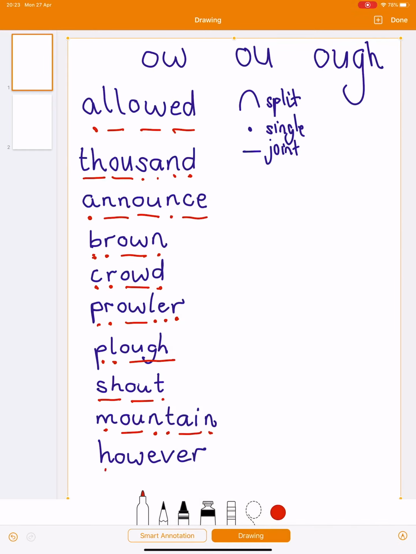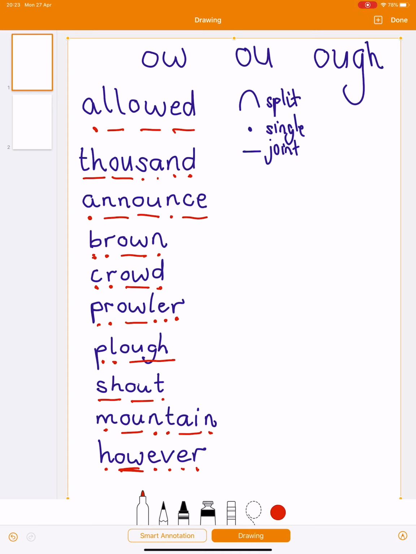We can hear a single H, a single O. Oh no, we don't hear a single O. We hear a single H and a joint O. That's an O sound there. Hear an A, V, E, R, all single. However, so the only joint one, however, is the O sound, the O-W.